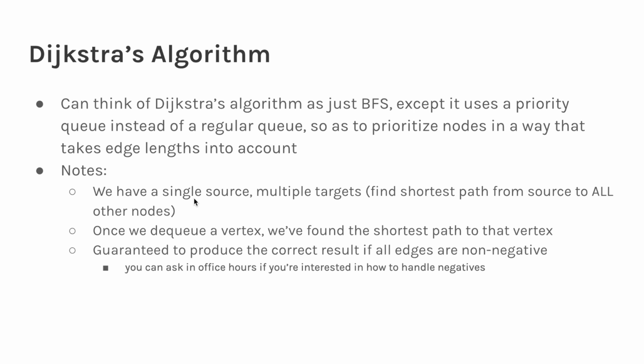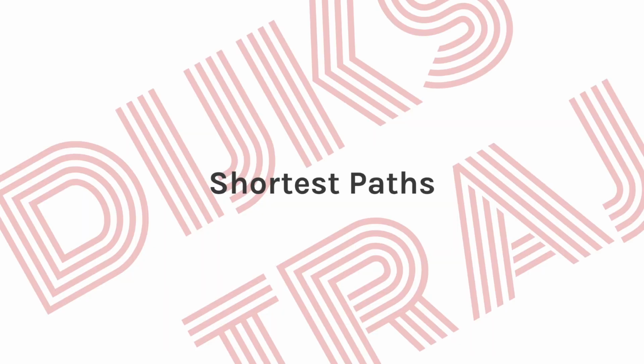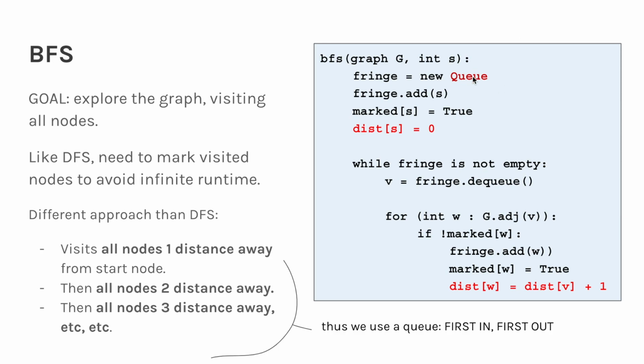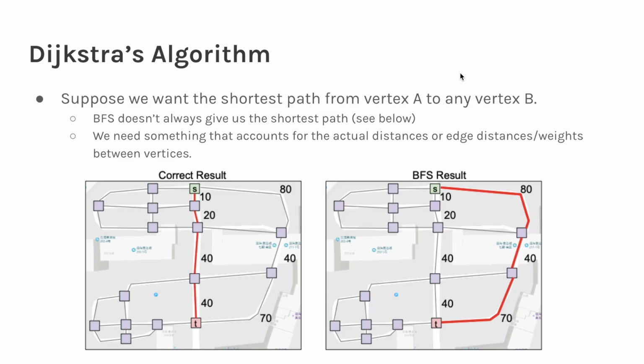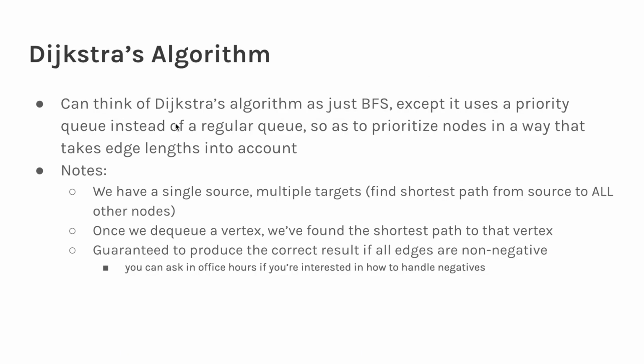That's where Dijkstra's comes in. Dijkstra's algorithm is essentially BFS, except we use a priority queue instead of a regular queue. So with BFS, remember, we're using this regular, just first in, first out queue. Now we're going to use a priority queue. And this prioritizes nodes in a way that takes edge length into account. Like with the BFS example, we're going to have a single start node, and then we're going to try to find the shortest path from that start node to all other nodes in our graph.